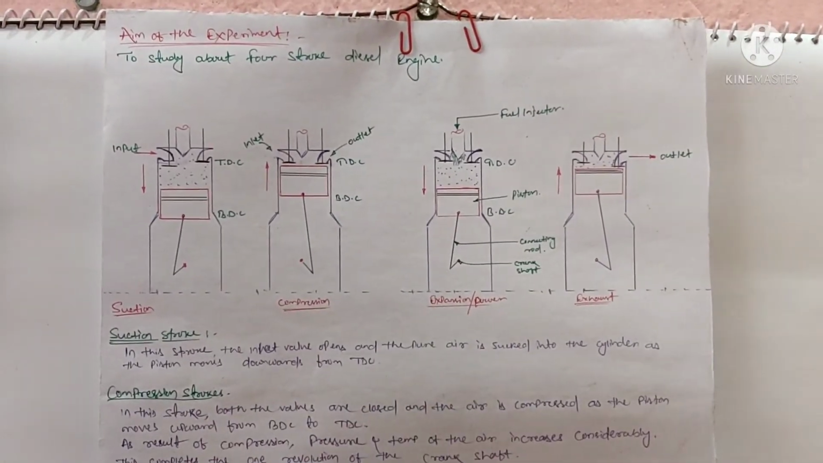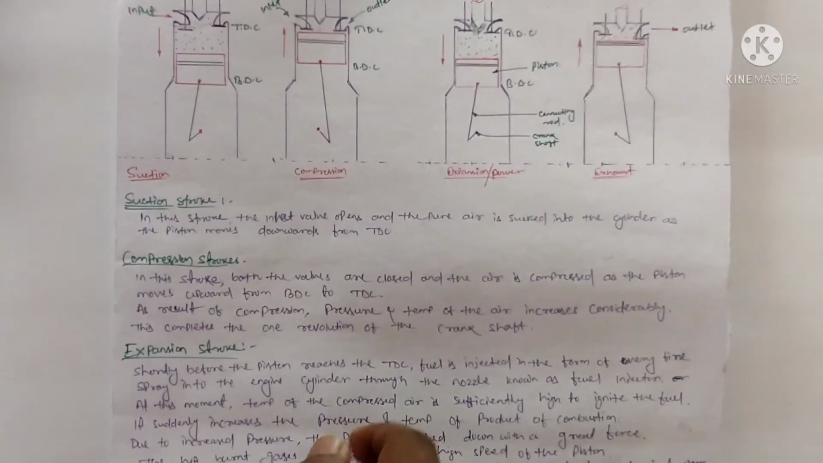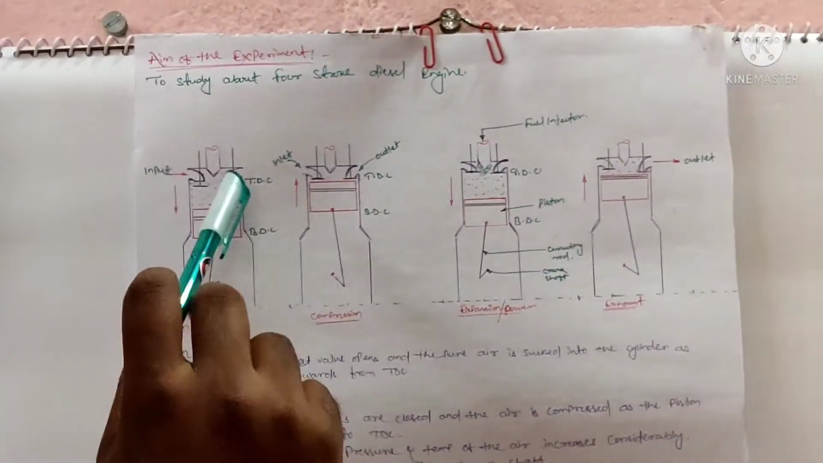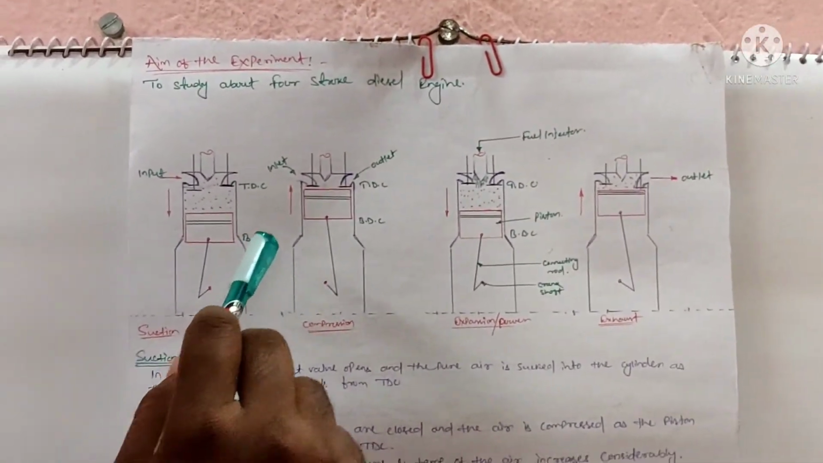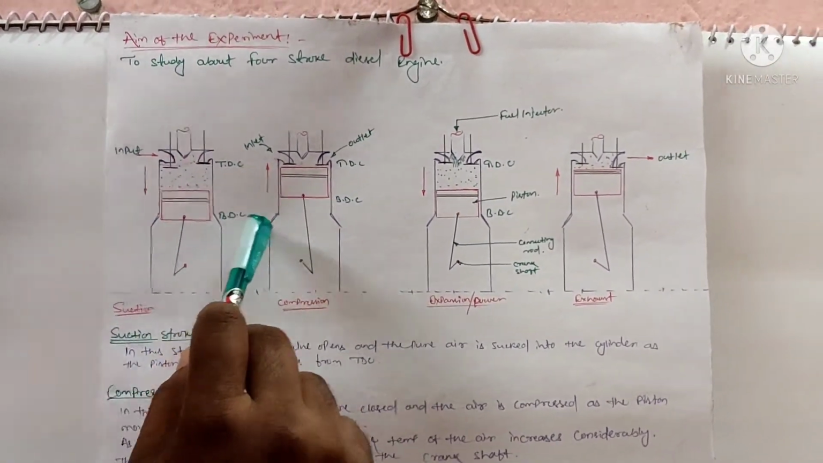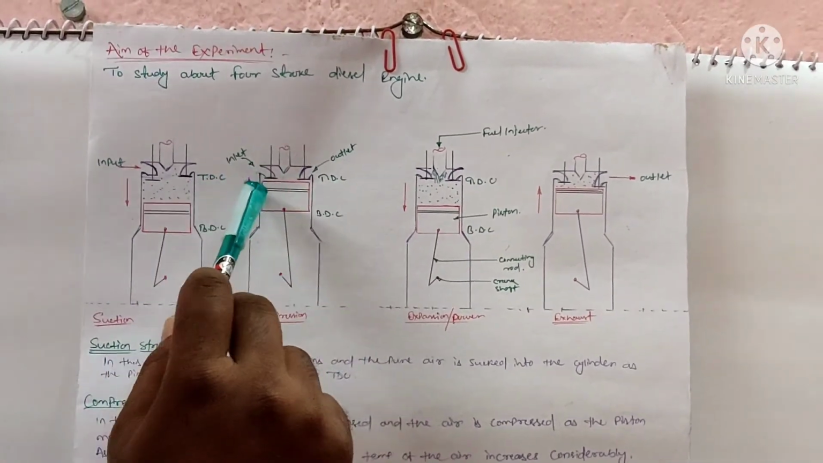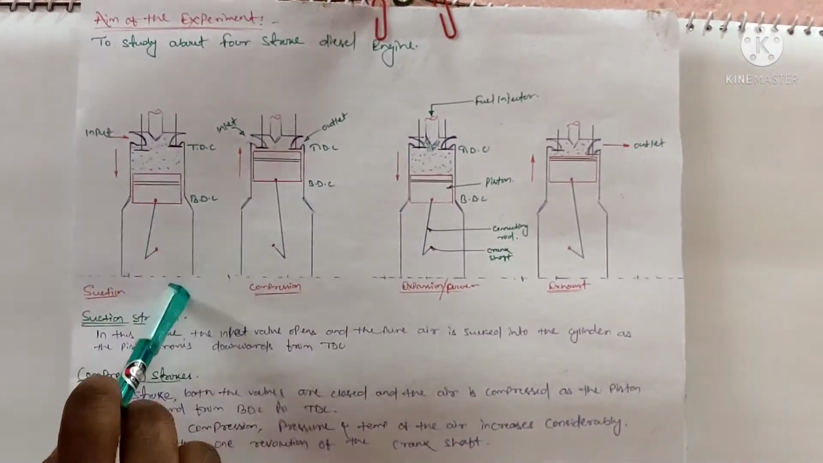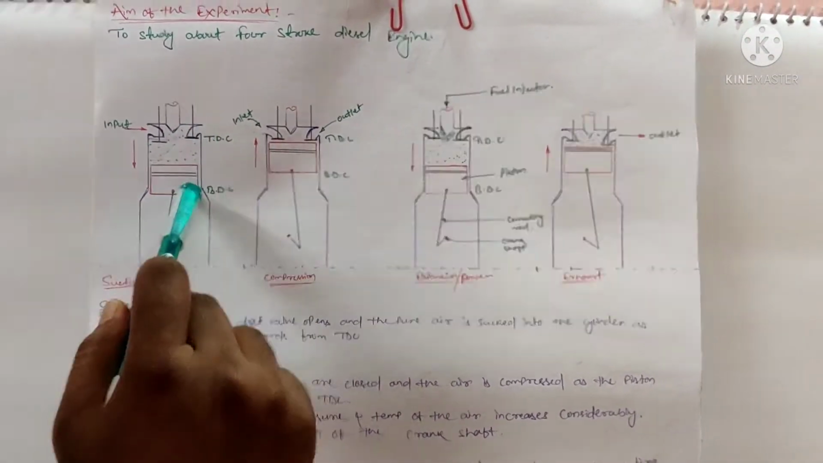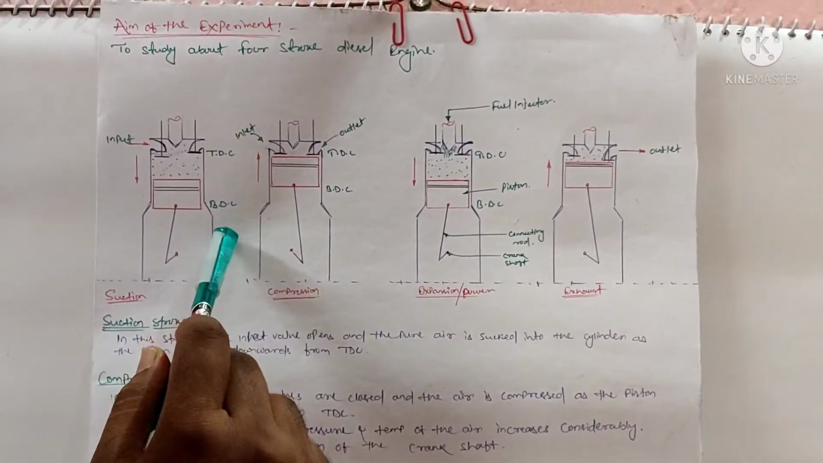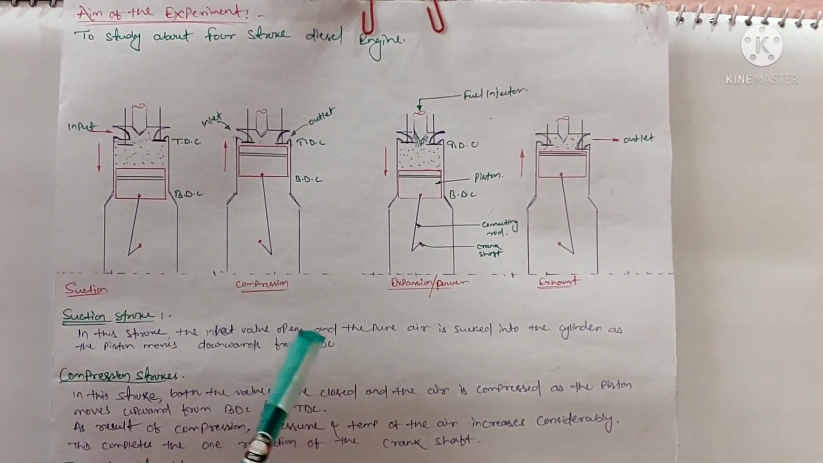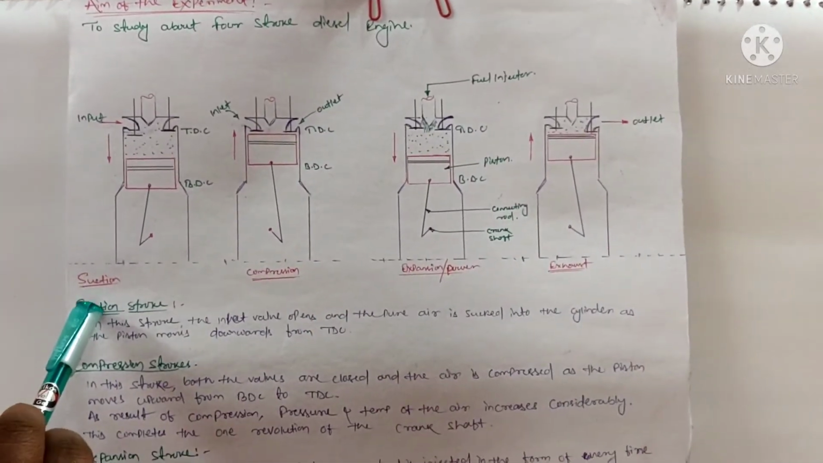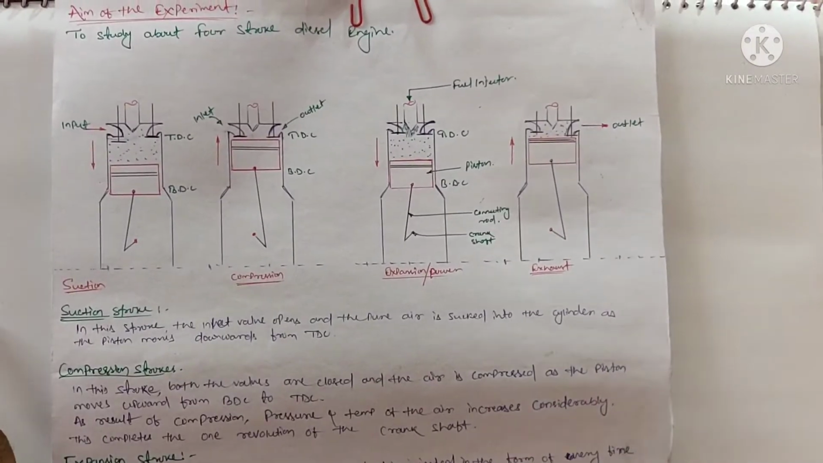Before going to the topic, let's once again discuss stroke. Stroke means the piston moves from BDC to TDC, bottom dead center to top dead center. The piston moving from bottom dead center to top dead center is called a stroke, or the piston moving from top dead center to bottom dead center is also called a stroke. Very clearly.